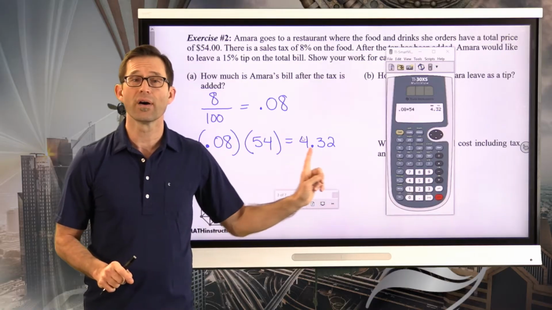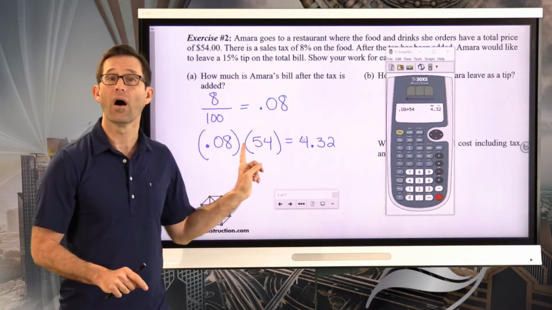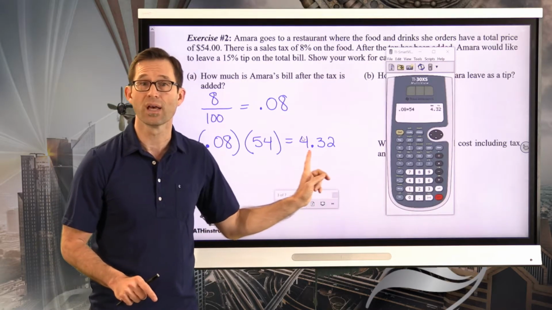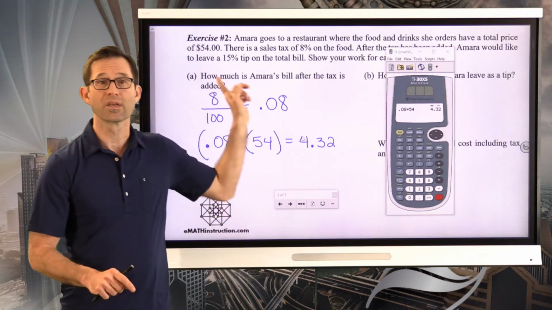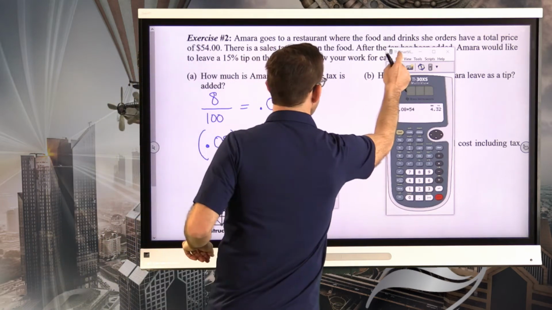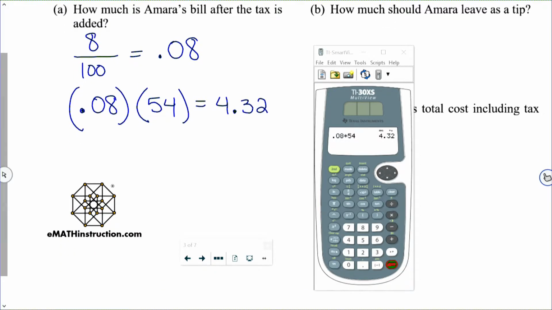This is actually the value of the tax, right? So the tax is 8% of 54, all right? So $4.32. Her total bill is going to be 54 plus this. So let's write that down first. Okay, I'm going to scroll down a little bit, right?